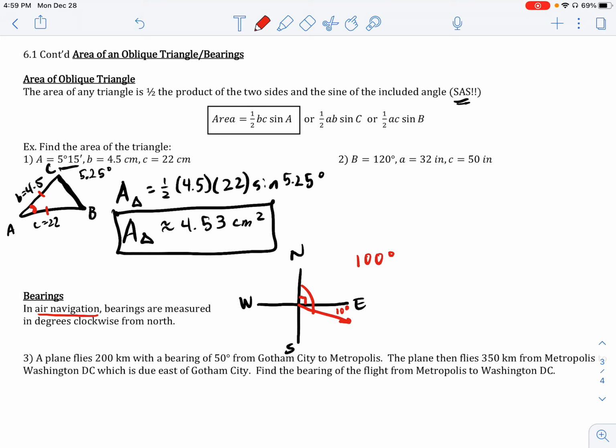to 360. So let me try a different color. If I said something like this angle here were, let's say for example, 20 degrees, in air navigation, we would say that this entire bearing here is 340 degrees, okay? So when we're dealing with air navigation, bearings are measured in degrees clockwise, starting from the north vertical line all the way around. So you can go all the way up to 360 degrees.